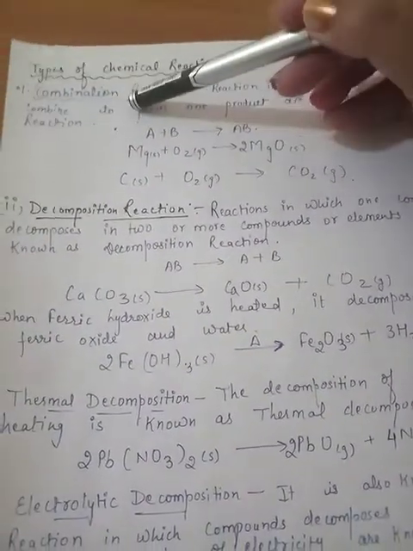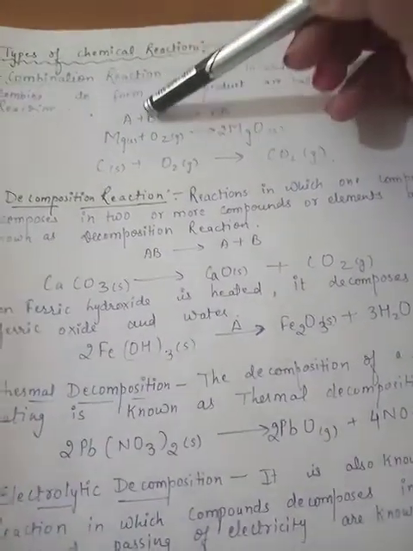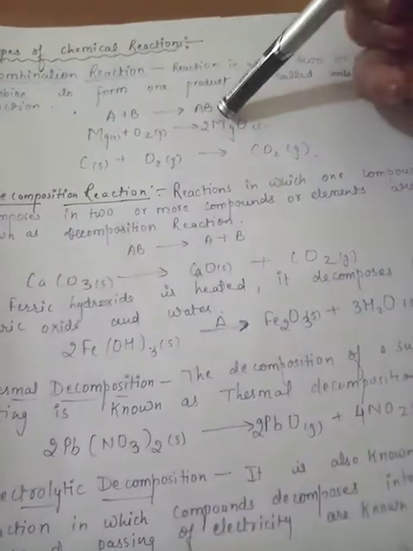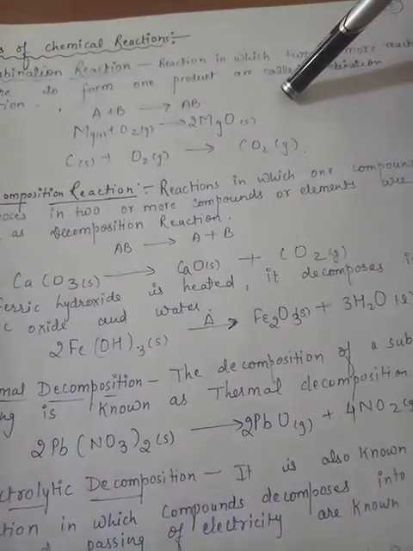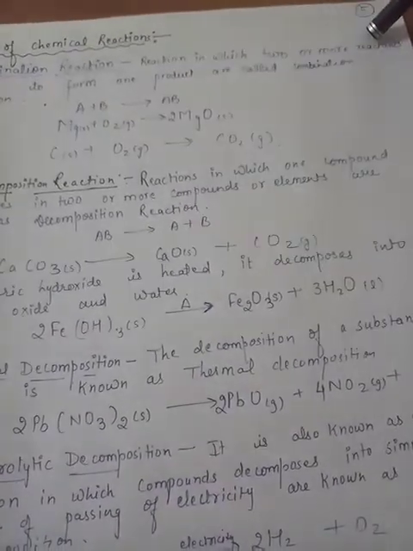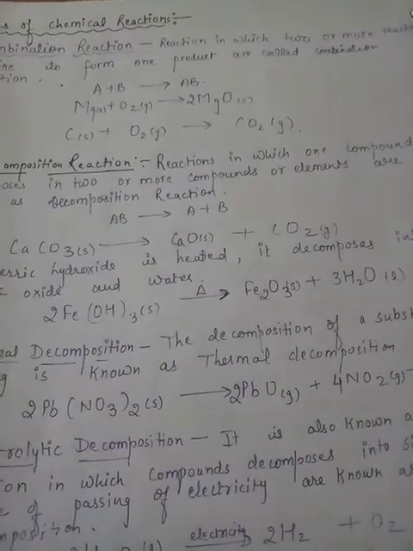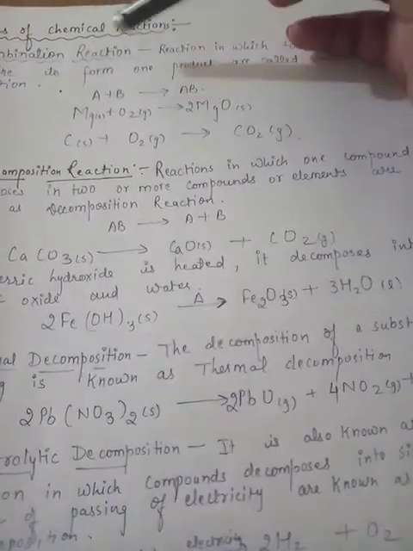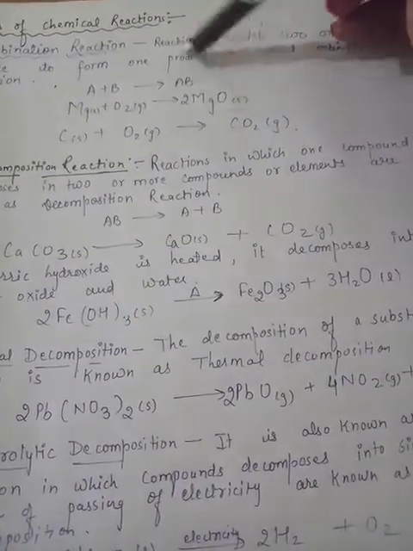As the name is the combination, where some kinds of things are going to combine. So this is a reaction. Two elements, two gases or two compounds, they are going to combine, and after that they are going to form a product. So a reaction in which two or more reactants combine to form one product. In those reactants, there can be two elements, one element and one gas, or two compounds like this way, and they're going to form a product.